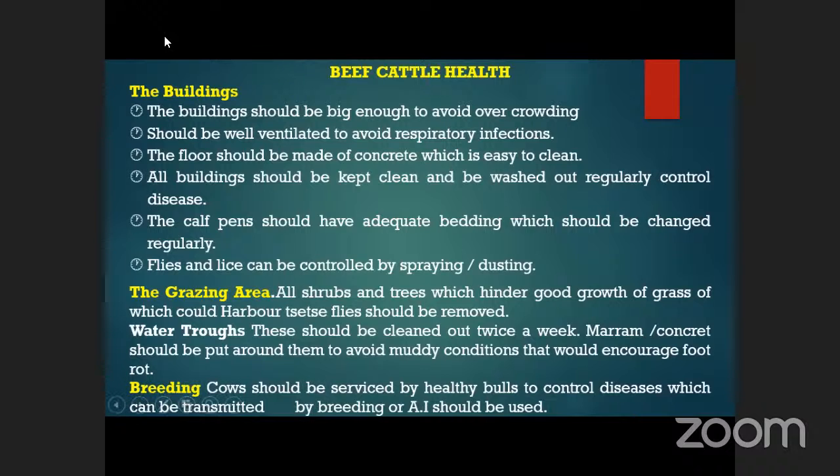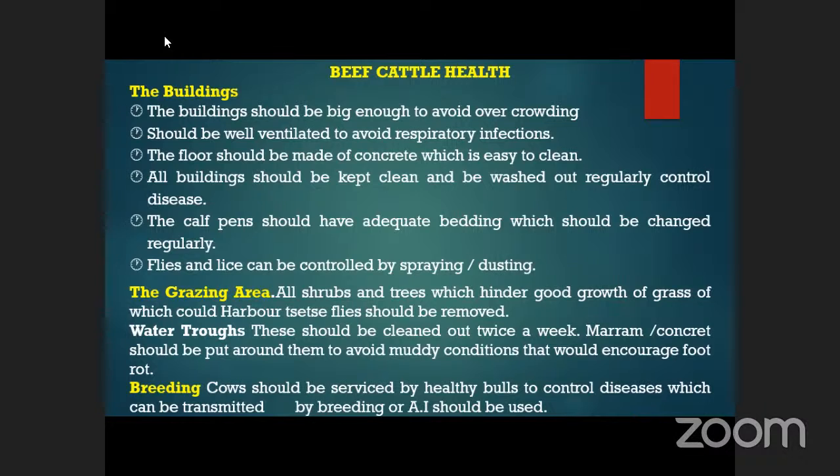Here now, we are going to look at cattle health. Just like you, to be healthy, you need to sleep on a soft bed. You need to sleep in a house which has no leaking roof and the rest. And the type of food you feed on should also be of good quality. Okay? Let's start discussing the buildings.